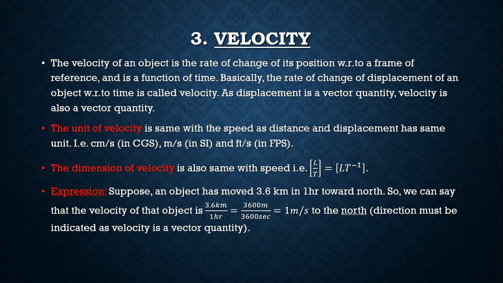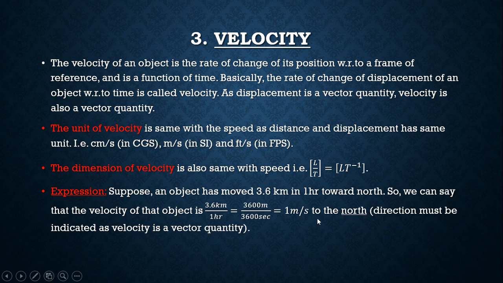Suppose an object moves 3.6 km in 1 hour towards north. We can say that the velocity of the object is 1 meter per second to the north. If we have to express speed, we just say that the speed of the object is 1 meter per second.